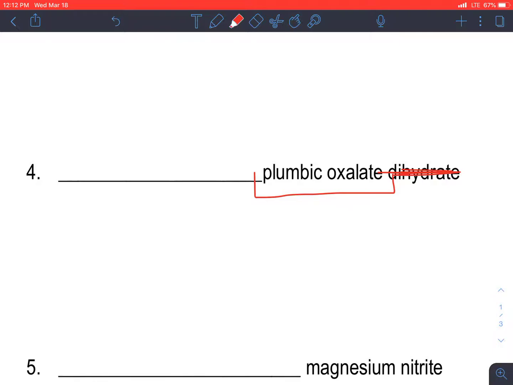Okay, so this is an ionic compound. This is where your ions list is going to come in handy. Plumbic is Pb4+. Oxalate is C2O4 2-. Once again, if you need to go to your ions list to find those, find them.